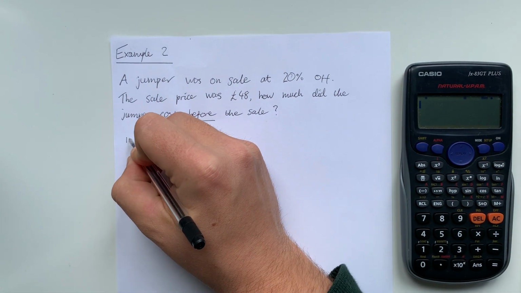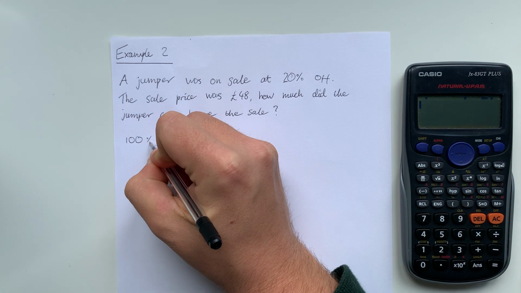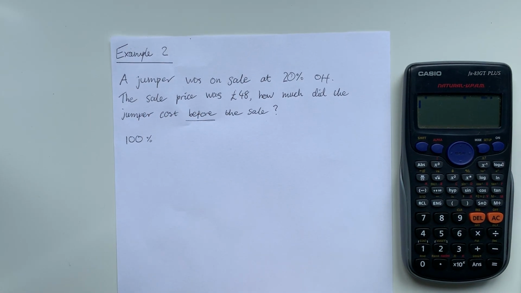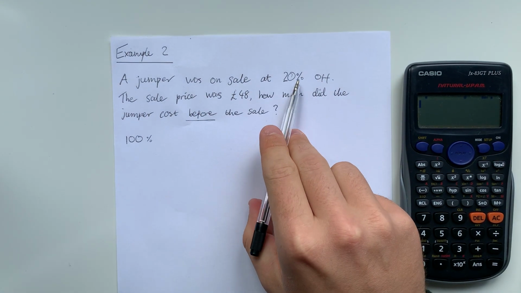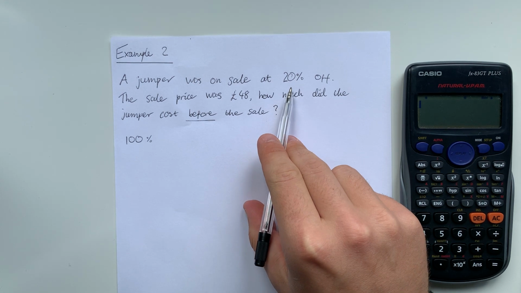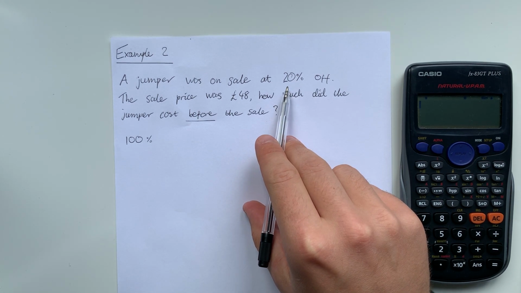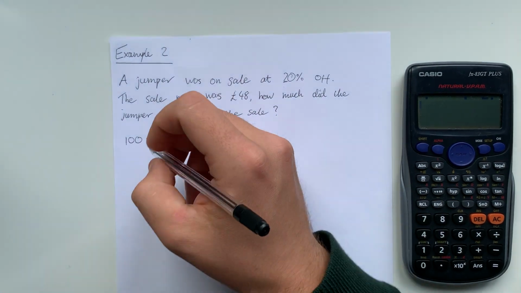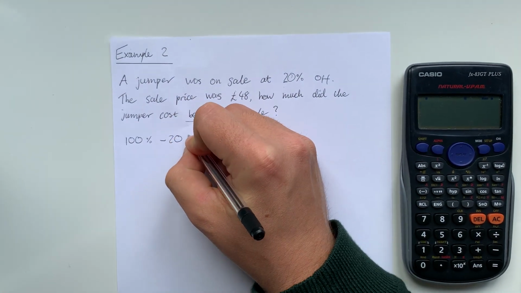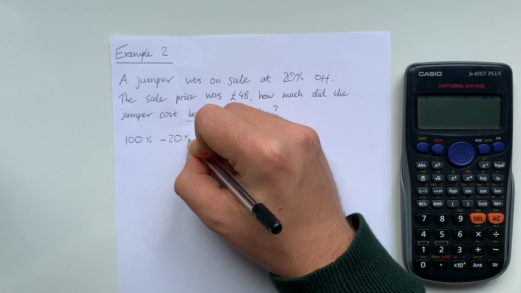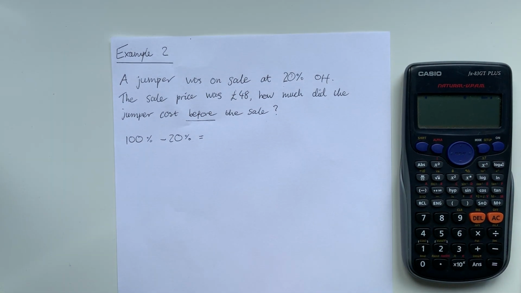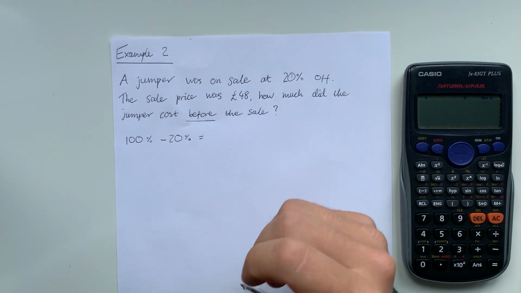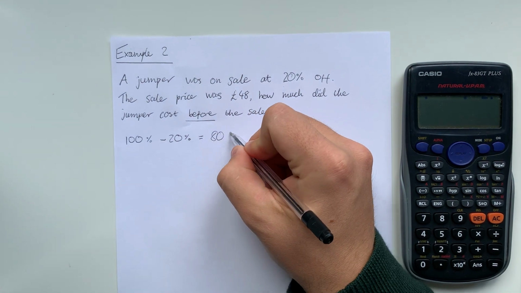So what we want to do is start by writing down our 100%. And if it's on sale at 20% off, I'm not going to be adding that 20% on. I'm going to be taking it off because it's 20% off. So let's take away 20%. Again, this bit isn't the trick question or anything. You just need to practice it. So 100 take away 20 will give me 80%.